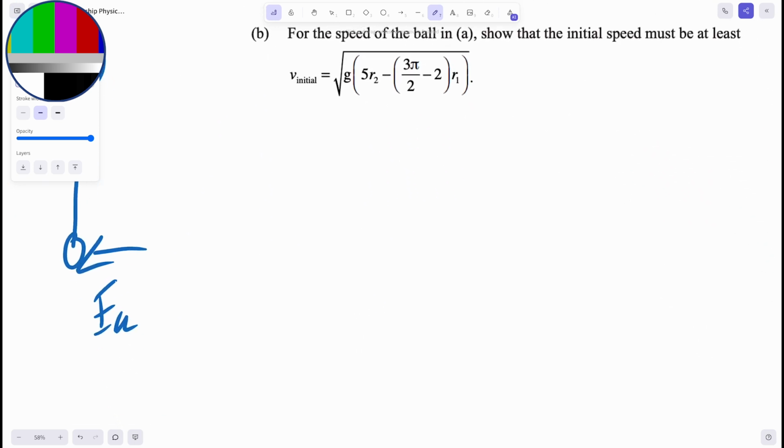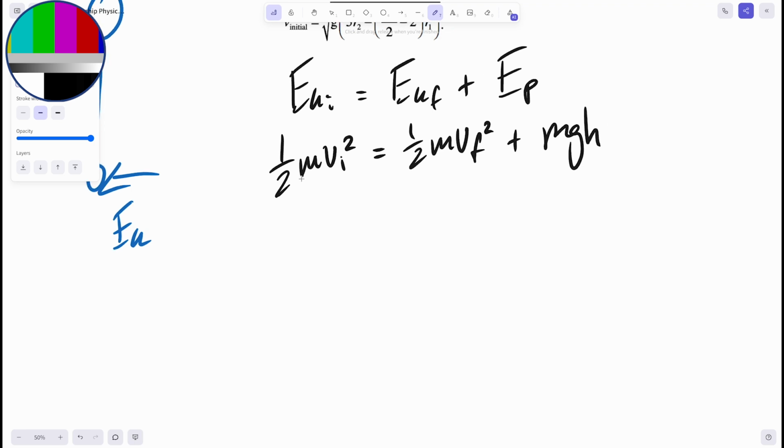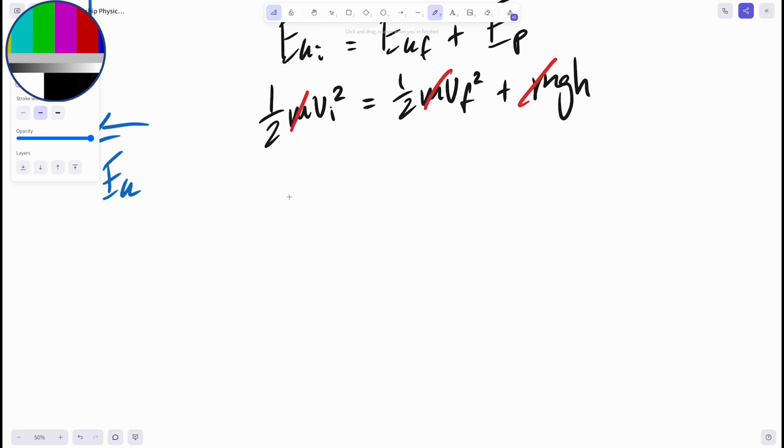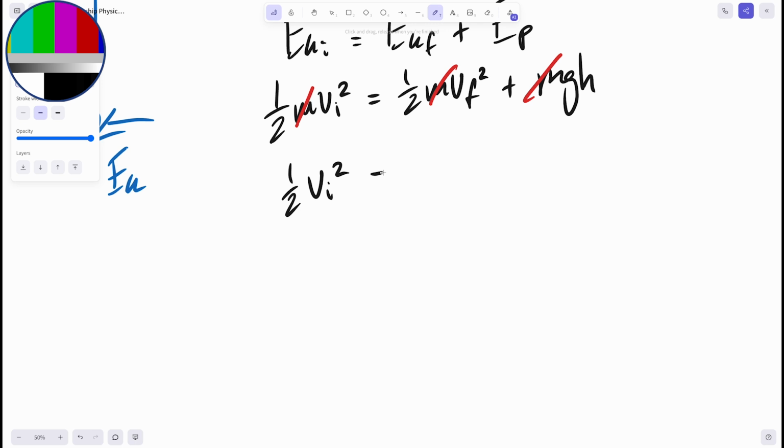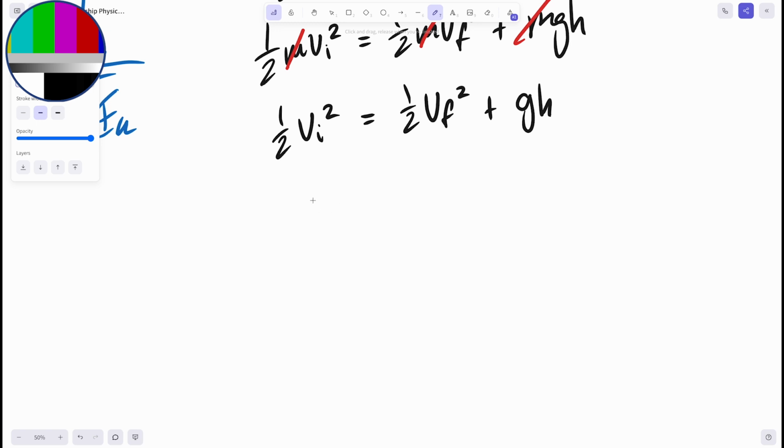And so we can write that as our equation. The EK initially is equal to the EK finally plus gravitational potential energy. Therefore, our half m vi squared is equal to half m vf squared plus mgh. Now we can cancel out our masses, and we get half vi squared is equal to half vf squared plus gh. Timesing both sides by 2 to get rid of the halves, we get vi squared is equal to vf squared plus 2gh.